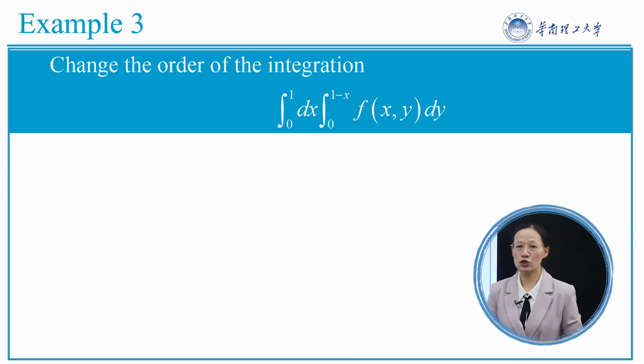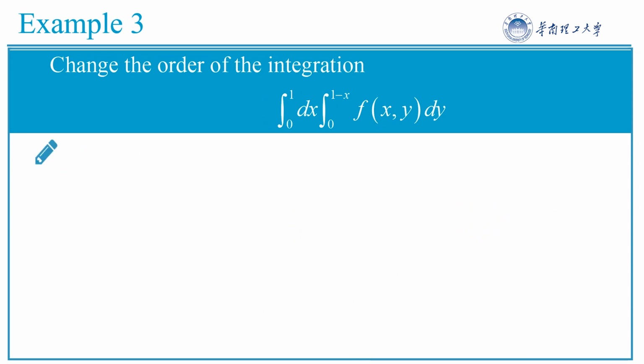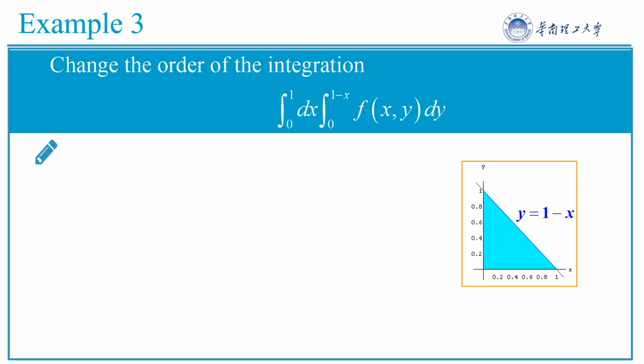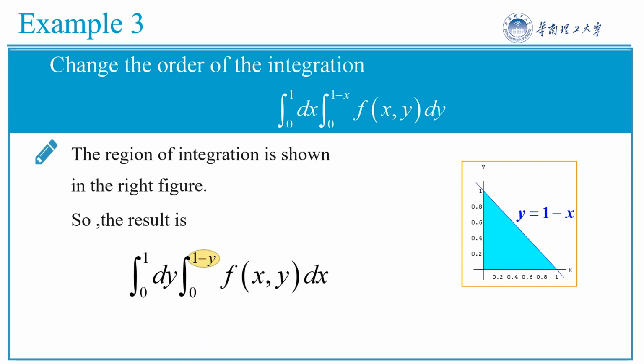Example 3. Change the order of the integration. The integrand is f(y). Integrate from 0 to 1 for x and from 0 to 1 minus x for y. The region D is shown in the right figure. The original iterated integral regards the region D as the x-style region. Now we need to change it into y-style region. Y is from 0 to 1, x is from 0 to 1 minus y. So the result is this.